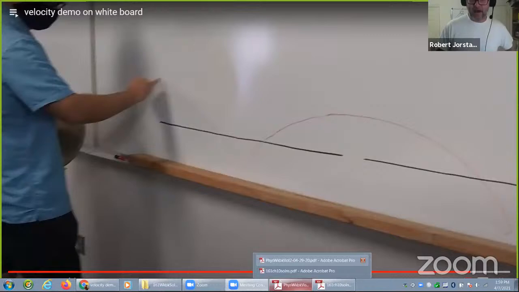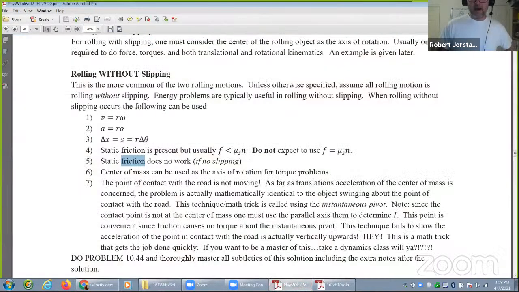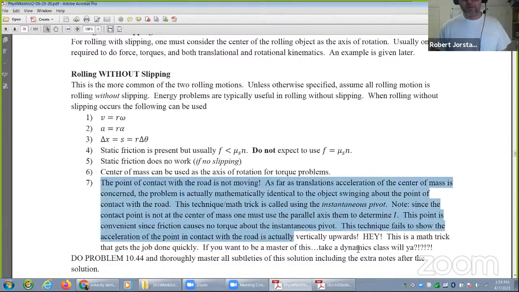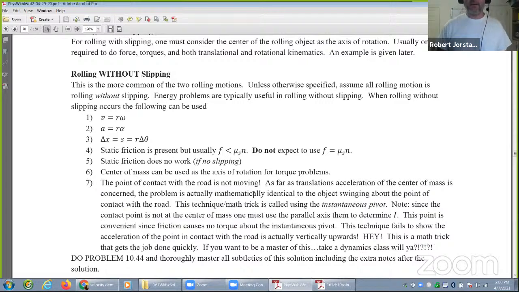Okay, so that is purely to prove to you that the static friction applies at the bottom. I can use static friction at the bottom because the bottom of the wheel is not moving relative to the road. It does no work because there's no displacement. The center of mass can be used as an axis, or the point of contact could also be used as the pivot point. This is a special math trick called the instantaneous pivot.